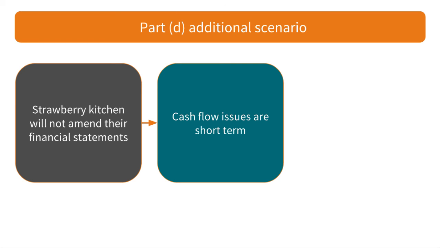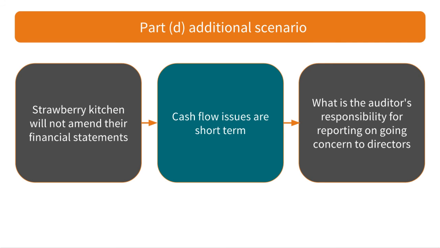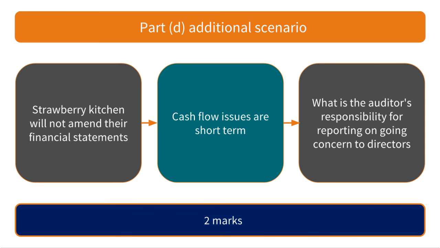Part 1 is a knowledge question and wants you to explain your understanding of the auditor's responsibility for reporting on going concern to the directors of Strawberry Kitchens. This is for 2 marks, and therefore 2 things regarding responsibility must be mentioned for maximum marks.